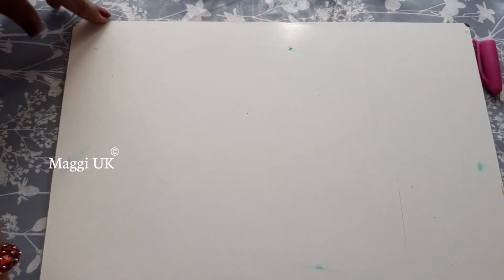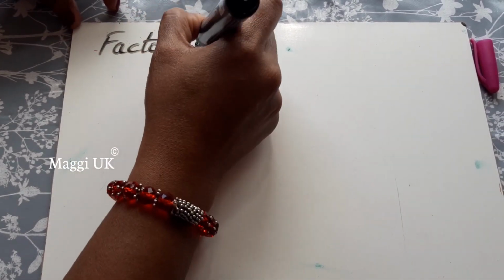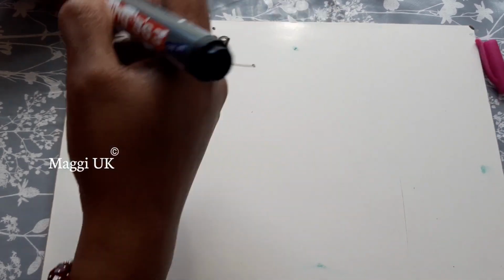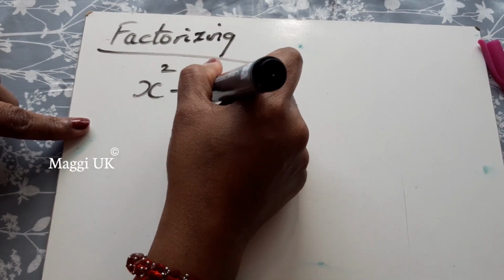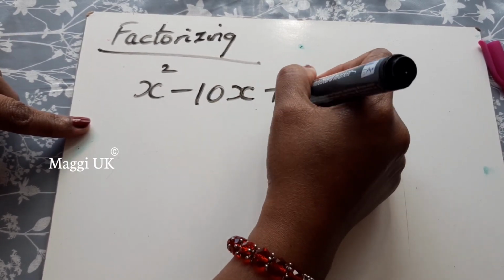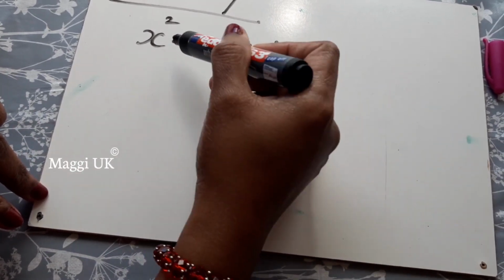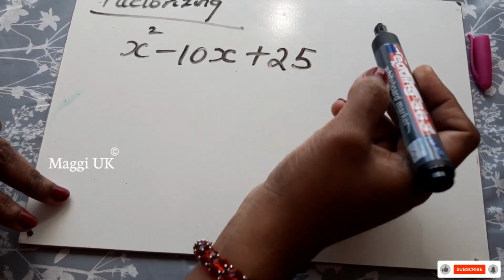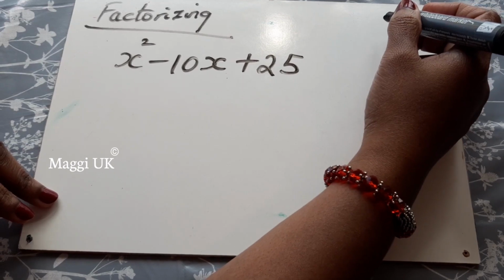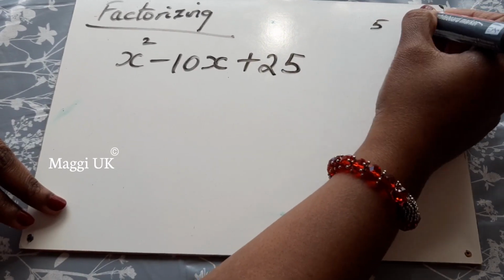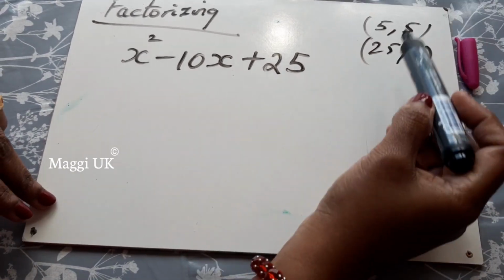Okay, so first we are going to do the factorizing. I'm going to take one problem to do for you, which is x squared minus 10x plus 25. There is a positive number in plus 25 and minus 10 on the x term. So we need to find the multiples of 25. What are the multiples we have, David? 5 and 5. 25 and 1.